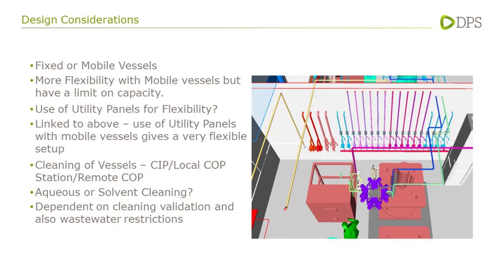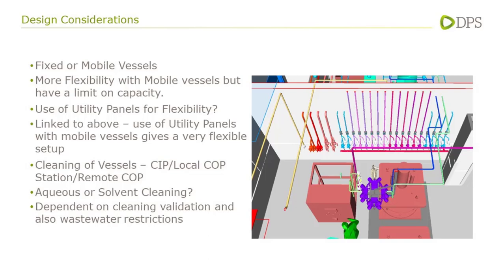Clean out of place (COP) stations are good for mobile vessels, but fixed vessels and their associated pipework require ideally automated validated cleaning processes to ensure cleanliness. Whether you're dealing with fixed or mobile vessels, hose or pipe, the process involves a lot of pipework and connections. See the picture in the slide for a typical comparison. So this must be taken into account during facility design.